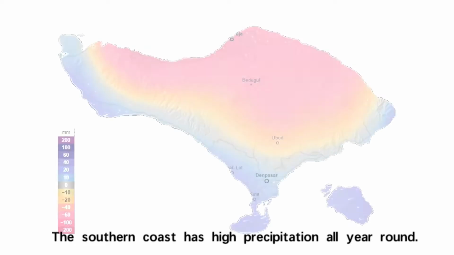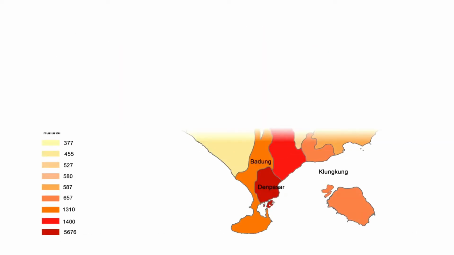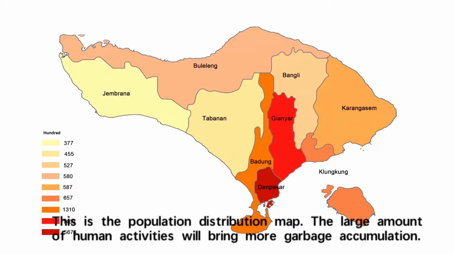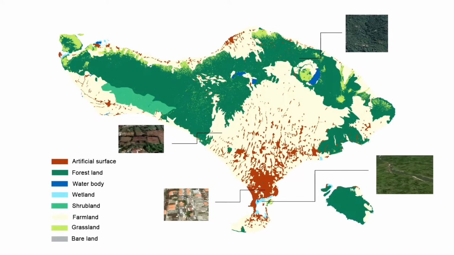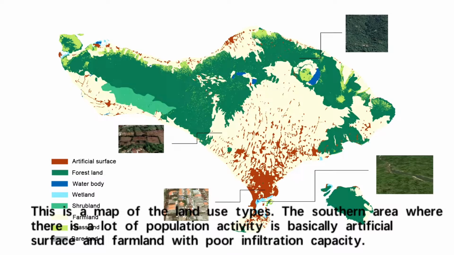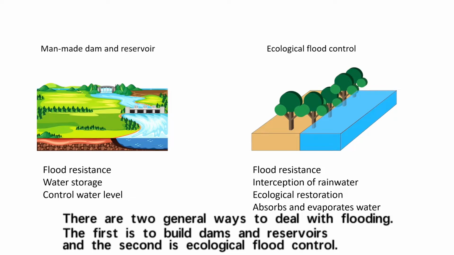The southern coast has high precipitation all year round. This is a population distribution map. The large amount of human activities will bring more garbage accumulation. This is a map of the land use types. The southern area where there is a lot of population activity is basically artificial surface and farmland with poor infiltration capacity. There are two general ways to deal with flooding.